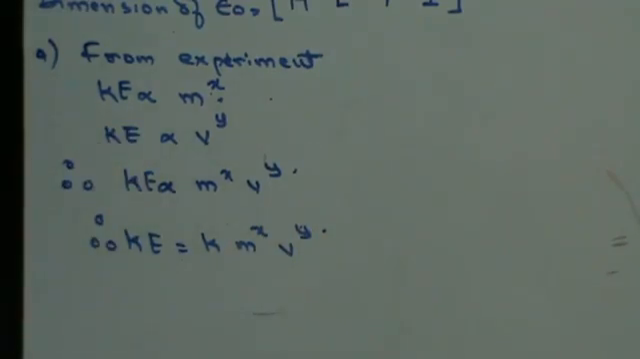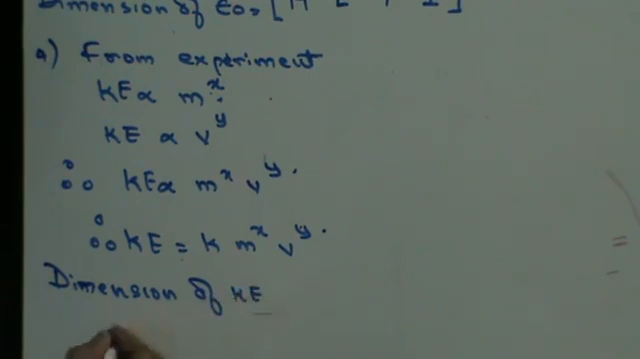From experiment, we know that kinetic energy is directly proportional to some power of mass, so mass raised to x. Kinetic energy is directly proportional to some power of velocity, so velocity raised to y. Therefore, kinetic energy is k times mass raised to x and velocity raised to y. Now let's find out the dimensions.